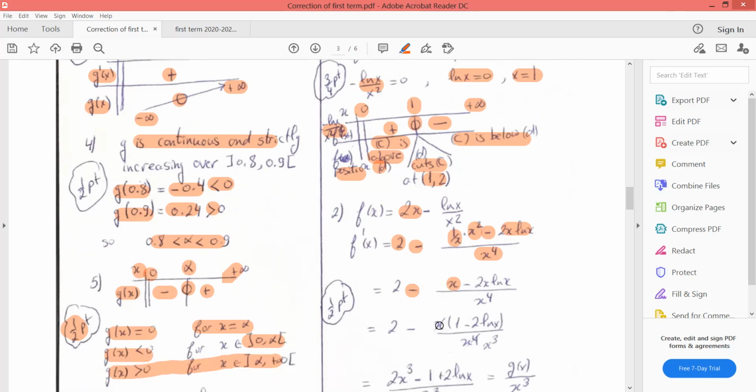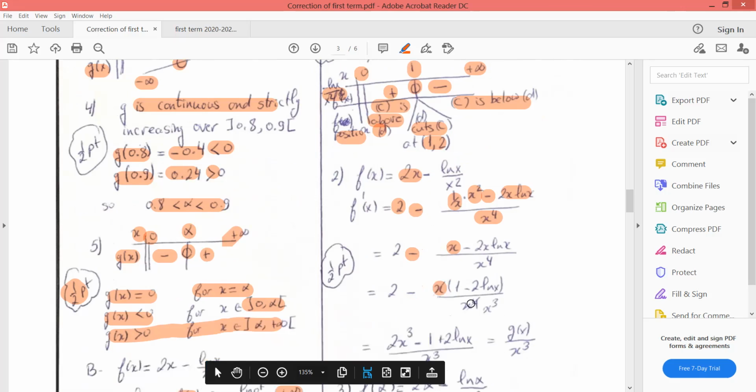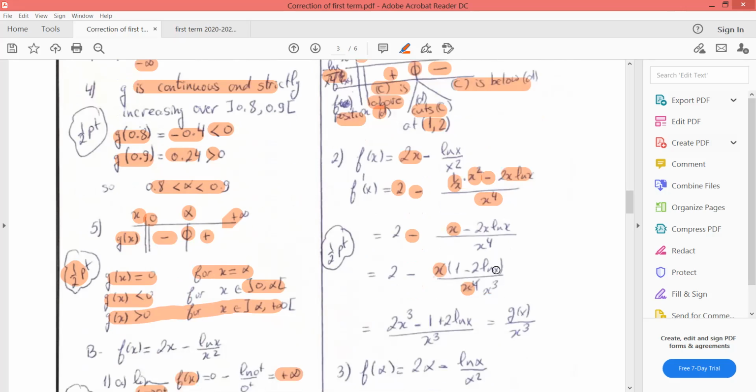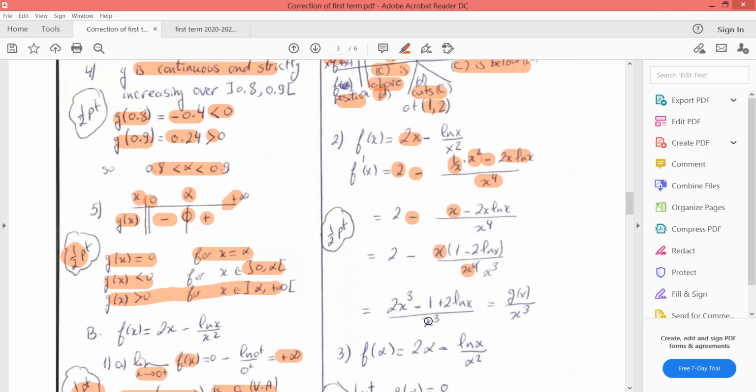I can take x common here. It remains 1 minus 2 ln x over x cubed over x to the power 4. By simplifying x with x to the power 4, we get x cubed. We take the LCM, which is x cubed. It becomes 2x cubed minus, pay attention to this minus, this minus is for all this fraction. It becomes minus 1 plus 2 ln x over x cubed, which is equal to g(x) over x cubed.